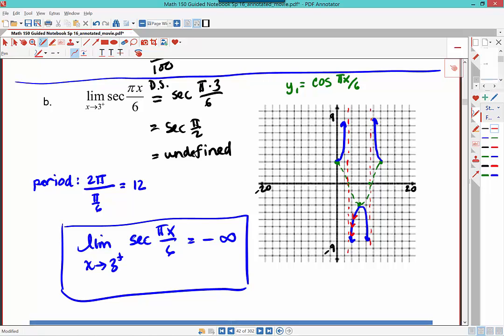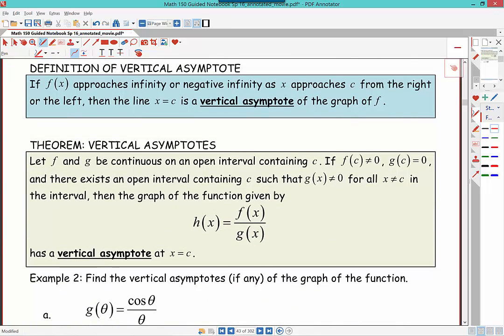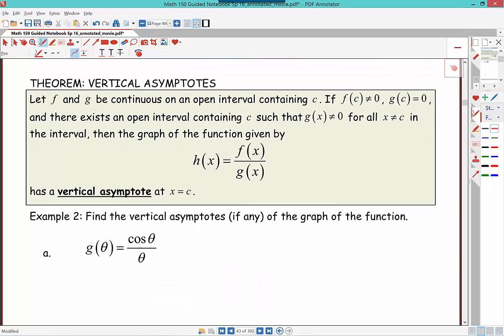All right? How'd you do? Awesome. Okay, so now we get to the official definition of a vertical asymptote. So if f of x approaches infinity or negative infinity as x approaches c from the right or left, then the line x equals c is a vertical asymptote of the graph of f. So now we have a theorem for vertical asymptotes.